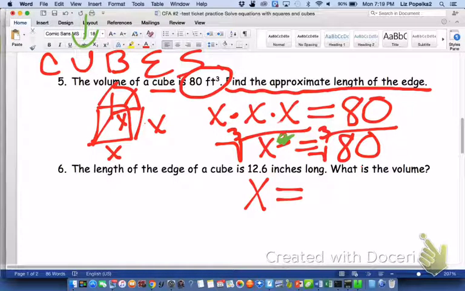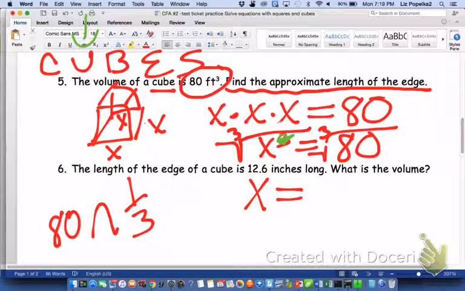Now I'm just going to use my calculator to do 80 raised to the 1/3 power. 80 raised to the 1/3 power, if I am rounding the way we're told to the nearest tenth, is going to be approximately 4.3. So that means the length of the edge of the cube is 4.3 feet.